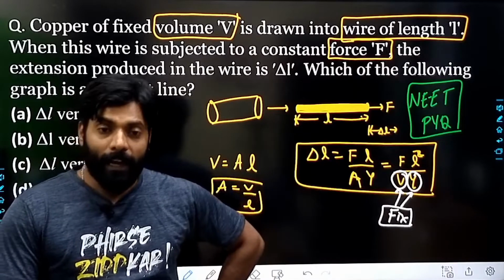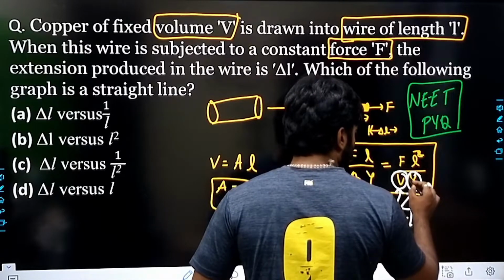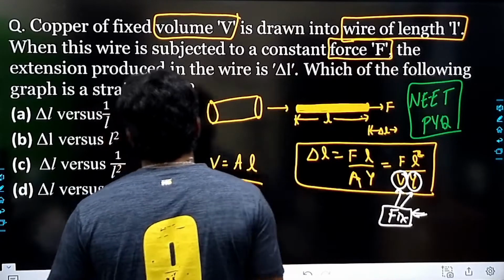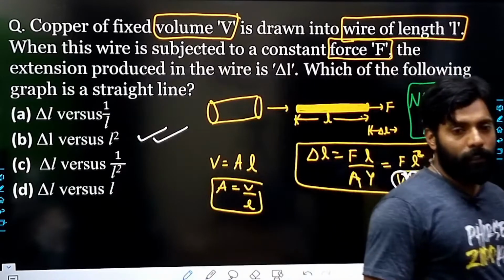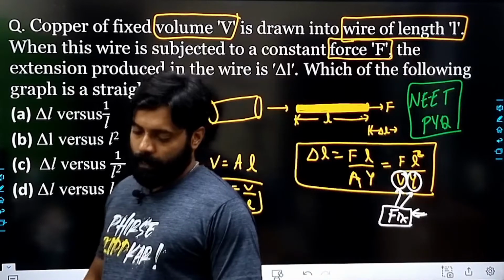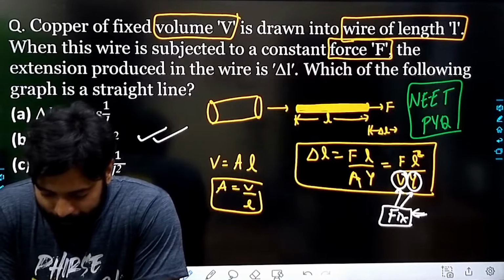बात समझ रहे हैं कि डेल्टा एल हमने इसके लिए क्यों प्रोपोर्शनल किया, बिकॉज आपने वॉल्यूम फिक्स कर दिया है और यंग मॉडुलस अगर आपने मटेरियल फिक्स ले रखा है तो आपके लिए फिक्स है, तो हमारे पास ये आ जाएगा कि डेल्टा एल वर्सेस अगर आप एल स्क्वायर बनाएंगे तो आपके पास स्ट्रेट लाइन ग्राफ आ जाएगा। हाँ जी, क्लियर है?